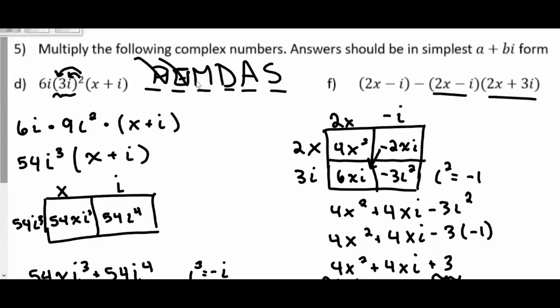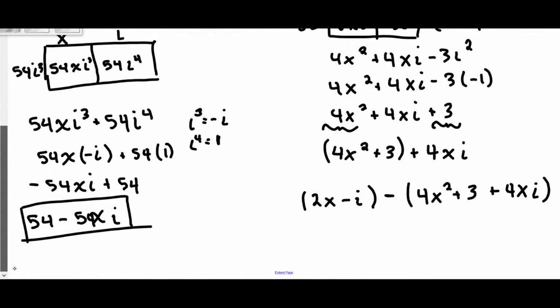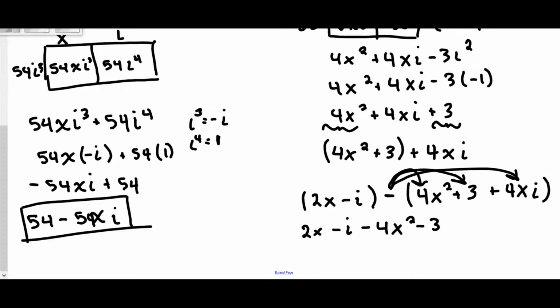So I took care of multiplication. There's no division, there's no addition, but we have subtraction. To subtract complex numbers, we use our column method. However, first we need to distribute our negative. So negative to the 4x squared, negative to the 3, and a negative to the 4xi. So we are left with 2x minus i minus 4x squared minus 3 minus 4xi.